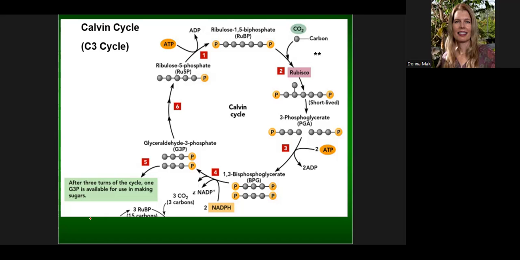Then you can see in that first step where CO2 and RUBP are reacting, do you see the artist? Did they draw any ATP or NADPH there? Is it showing up there? No. All right, there's nothing there.